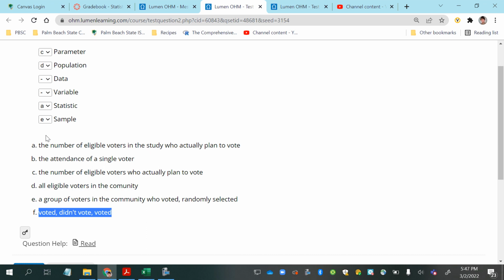So the variable is B, and oops, I did that wrong. I changed the wrong thing here. So what did I have here for statistic before? It was A, I believe. And so I meant to change the variable is answer B, and the data is answer F.